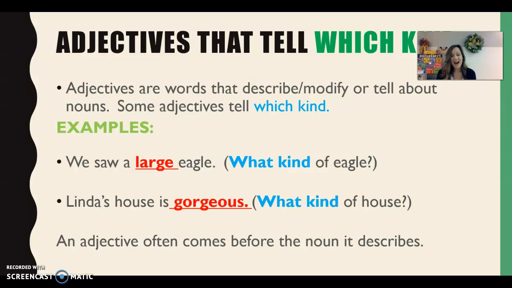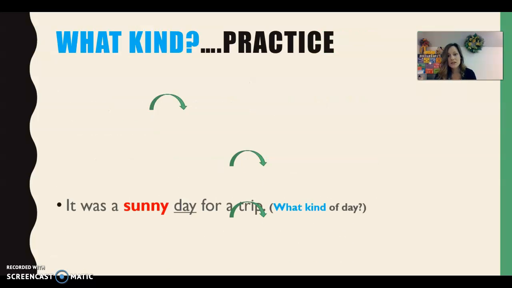And then Linda's house is gorgeous. What kind of house? A gorgeous house. So those are also going to be added to what kind. Just remember that an adjective often comes before the noun it describes. That will help you to find it when you're identifying adjectives.